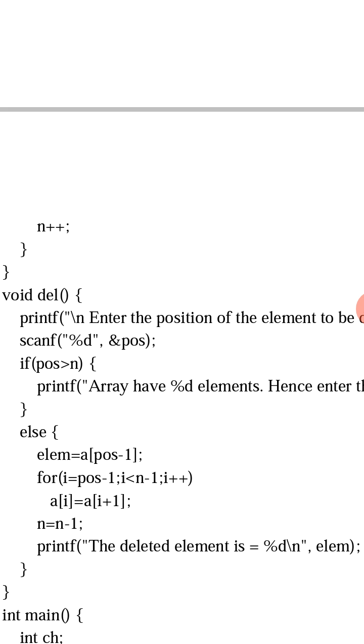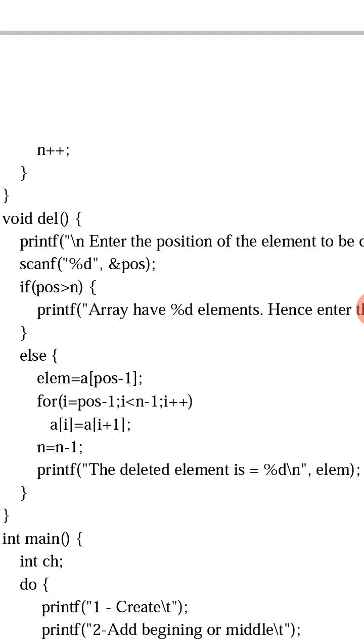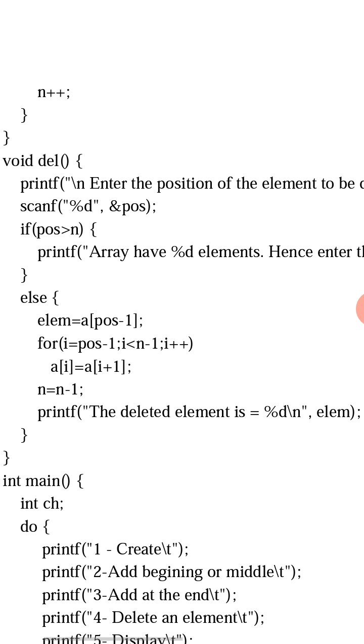Same logic but a bit opposite to your insertion method. That is, when we perform the deletion operation, we need to move our elements backward one position from their current position. So for the delete function, again read the position from the user. For that I am saying enter the position of the element to be deleted, and whatever position value they enter, I am storing that in the position variable with the help of scanf.